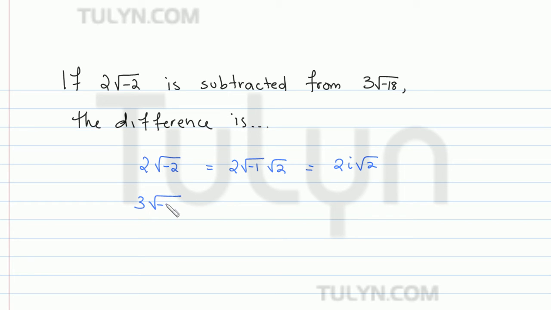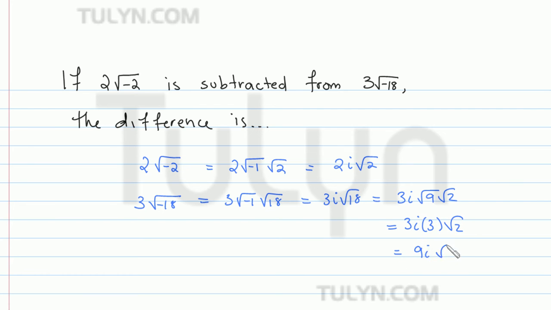Now for 3 times the square root of negative 18, we can factor out a negative 1. So we get 3i times square root of 18. But remember, we want to put it in its simplified form, right? So notice that square root of 18 can be written as square root of 9 times square root of 2. We can factor out that perfect square of a 9 from it. So we finally get 3i times 3 times square root of 2. So 9i times square root of 2.